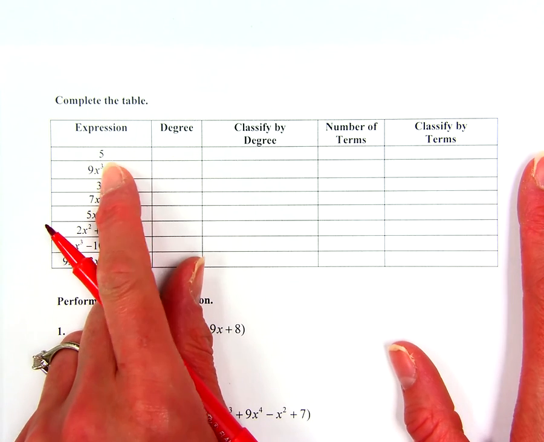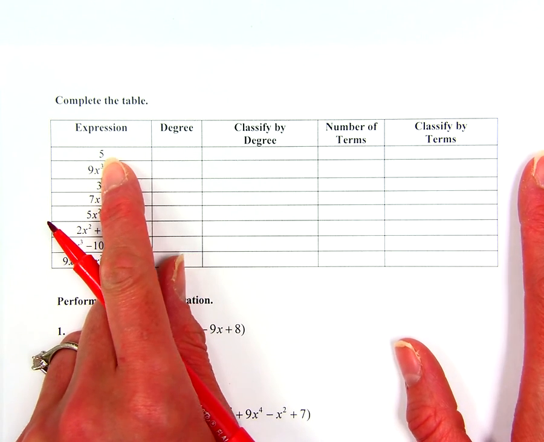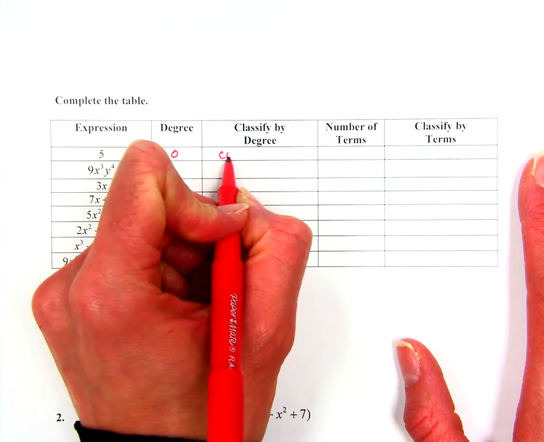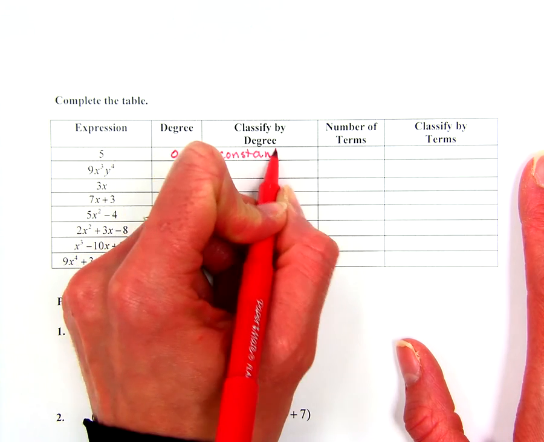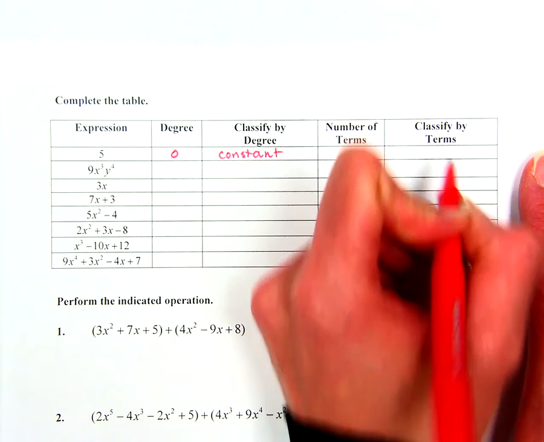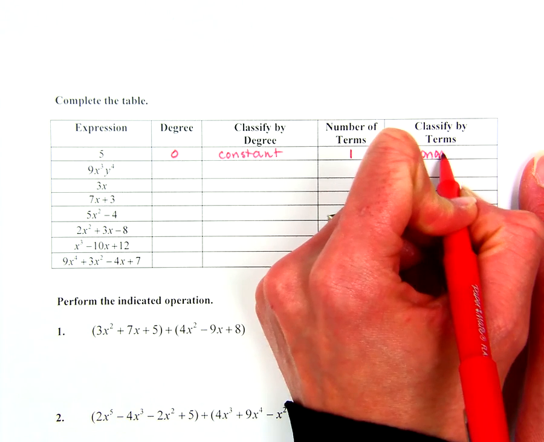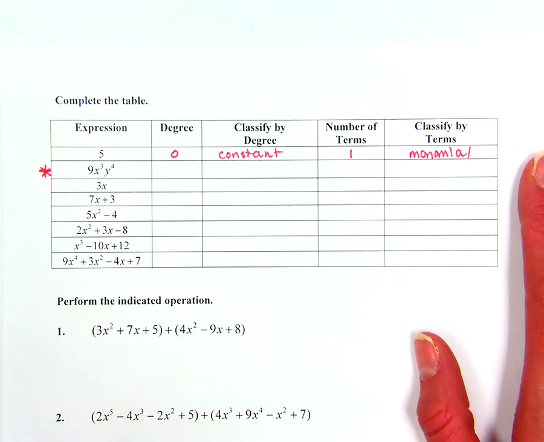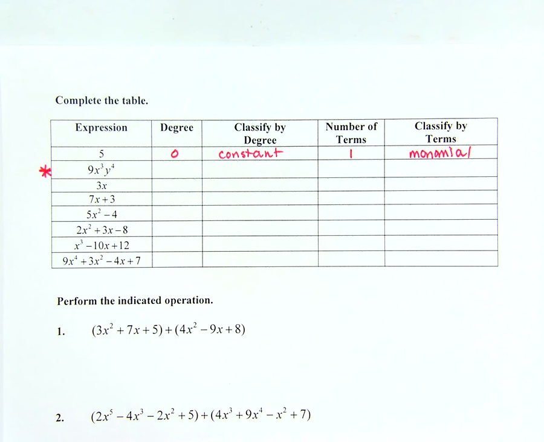All right, the degree is the highest exponent. Well, I don't see any variables, so this has a degree of 0. Therefore, this is a constant. How many terms are there? There's just one, and so this is a monomial. This is the only one that's different, so we're going to come back to that one and do it after we fill out the table.